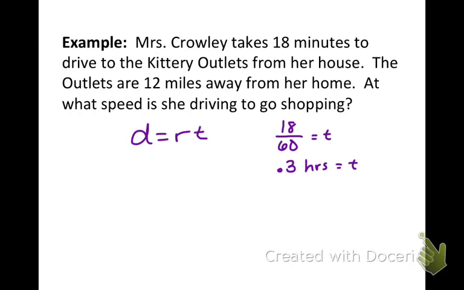So I'm going to plug that in place of my t. Which variable are we solving for? R, so that's going to stay an R. And my distance is 12. So what do we do? Divide by 0.3. So what does that get me? I'll divide by 0.3. It's 40. 40 miles per hour would be my speed.